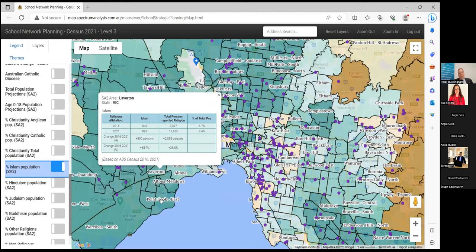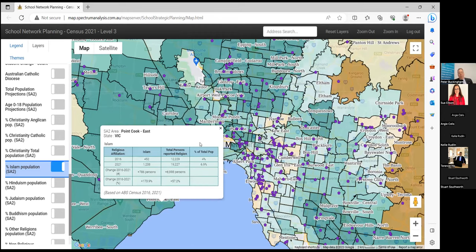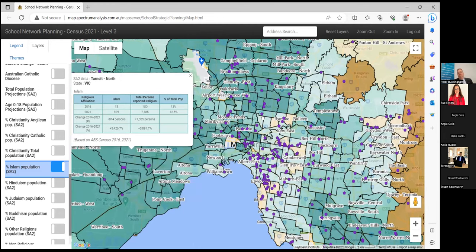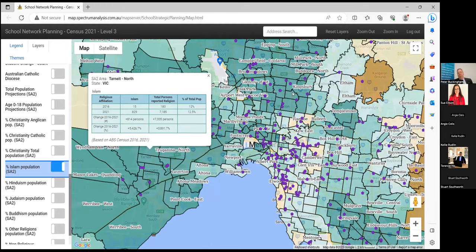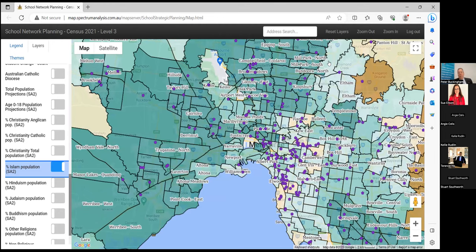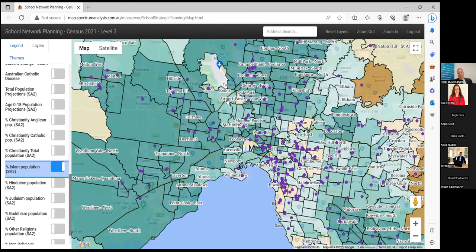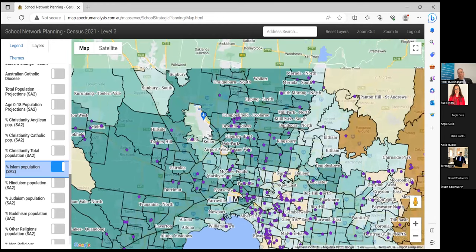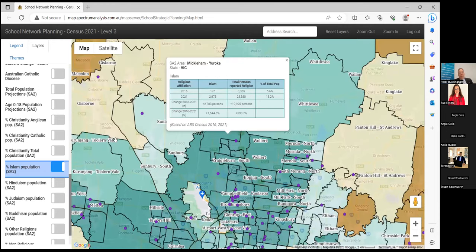That's the established sort of Laverton area. Even Point Cook, 6%. But in my high growth corridors, I'll be getting more. Similar, again, up in the growth corridors in the northern suburbs of Melbourne, high Islamic there and probably pretty high over here. And I guess you can see how quickly it's jumped from 5.6% to 13%. So we can see the Islamic.